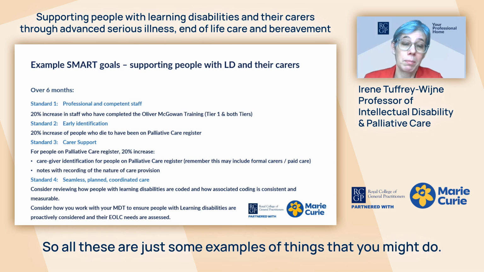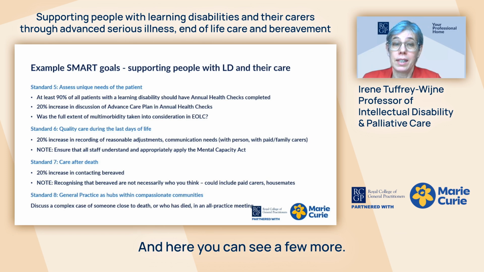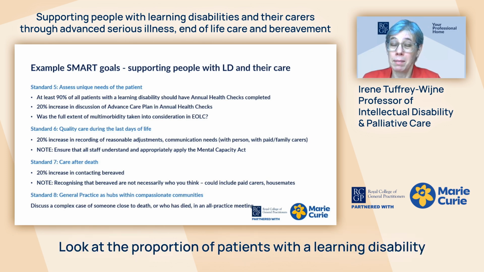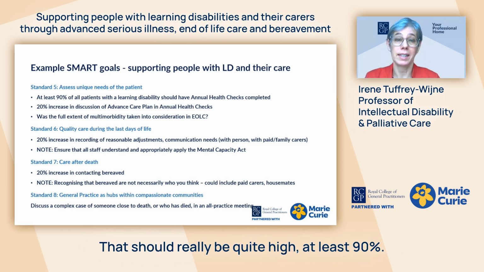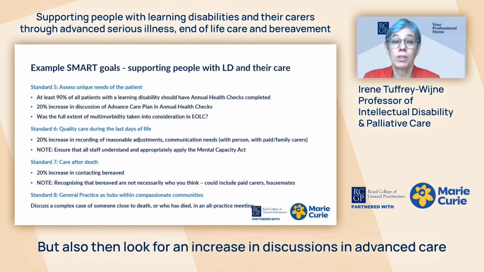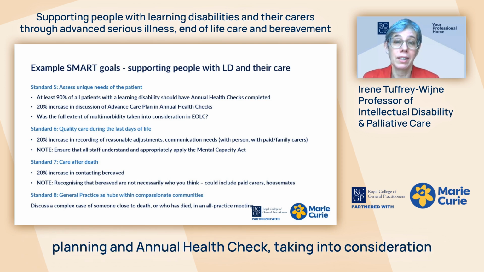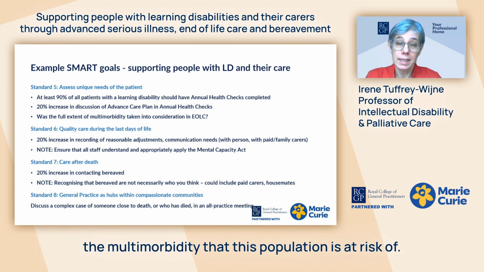So all these are just some examples of things that you might do. And here you can see a few more. Look at the proportion of patients with a learning disability who have their annual health checks completed. That should really be quite high, at least 90%. But also look for an increase in discussions in advanced care planning and annual health check, taking into consideration the multimorbidity that this population is at risk of.